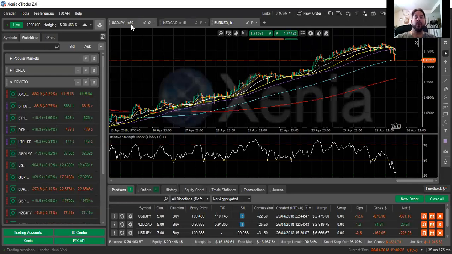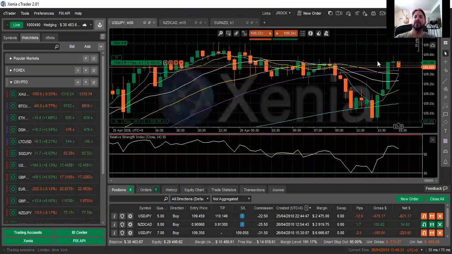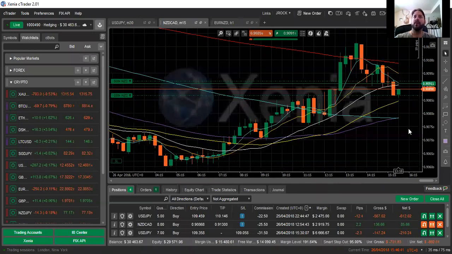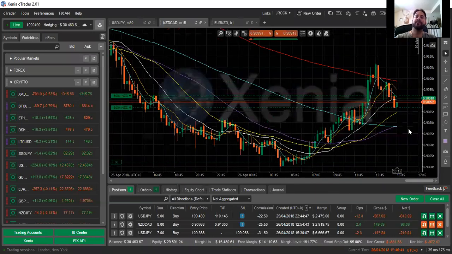Let's see what's going on with UJ real quick. Still holding right there. And NC, pull back to the 34, a little bit stronger pullback than I expected. But it looks like it's ready to go back up. So good buying opportunity.